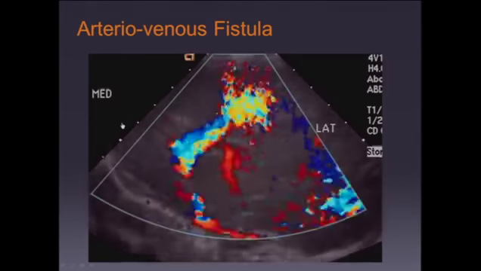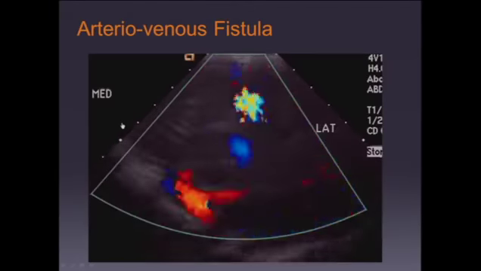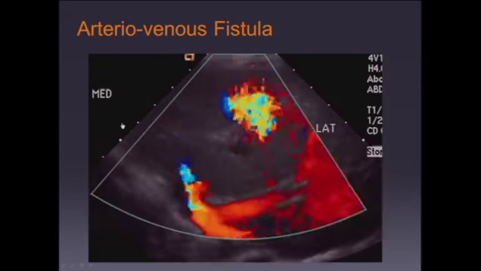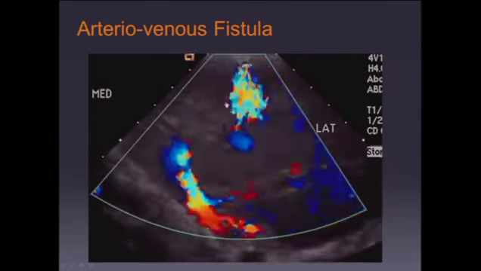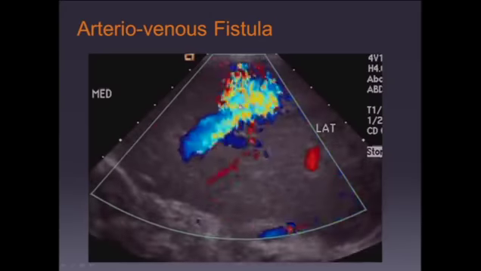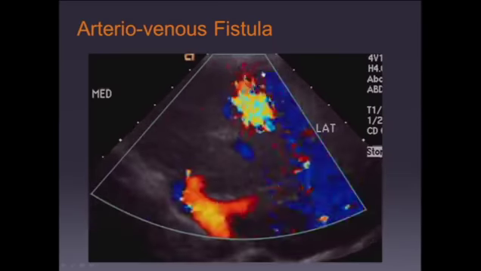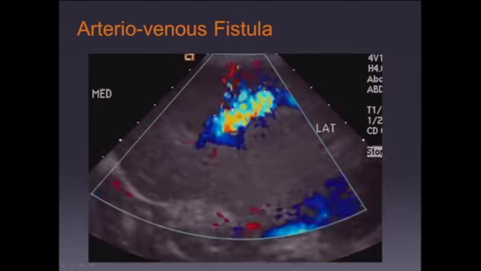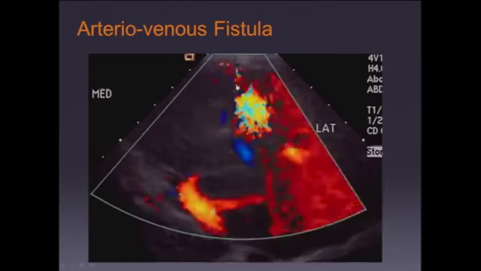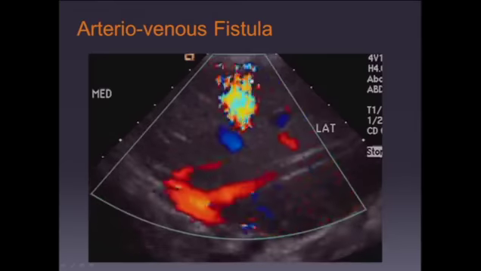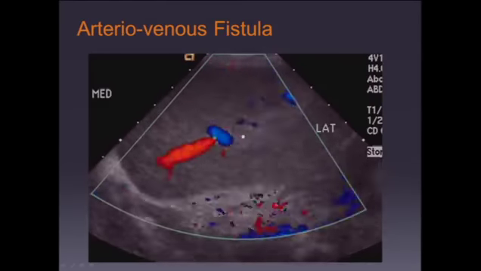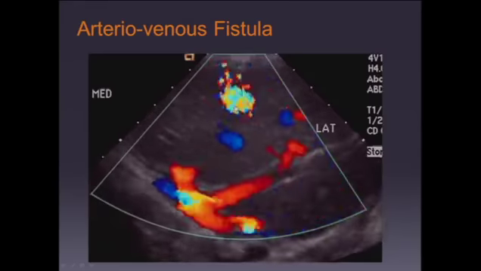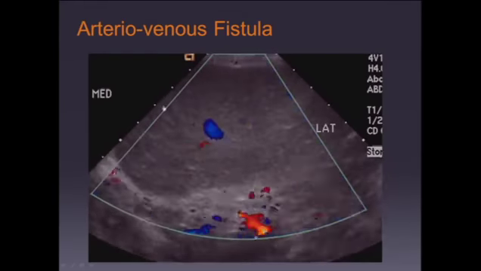An arteriovenous fistula is an abnormal communication between the hepatic artery and the portal vein or hepatic vein. This is a patient with a large arteriovenous fistula caused as a result of liver biopsy. We see this area of abnormal color Doppler with mosaic appearance, multiple colors, and we see a large feeding artery in red here, as well as a draining vein.